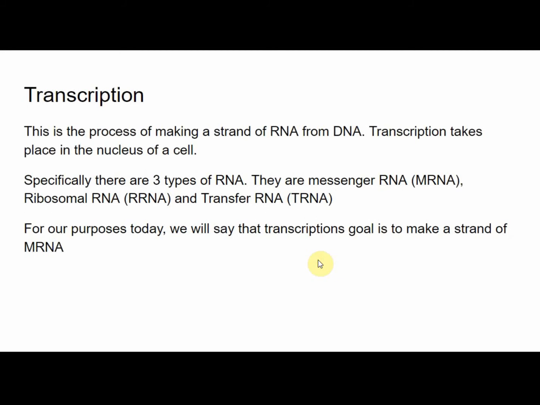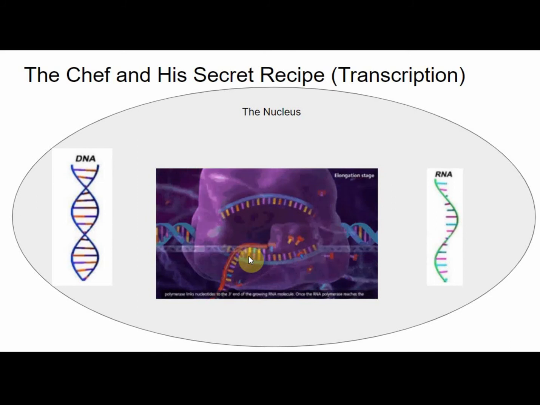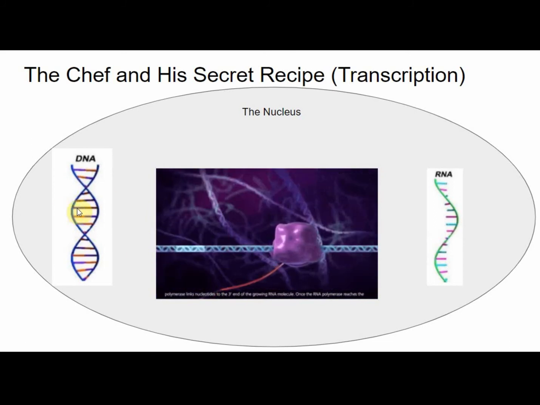Transcription is actually the process where we take normal DNA and we turn it into RNA. And for our purposes here, we're going to say that it turns it into messenger RNA, but there are also two other types that we're going to deal with called ribosomal RNA and transfer RNA. And so our goal today, the end goal of transcription, is to make a single strand of messenger RNA from our DNA.